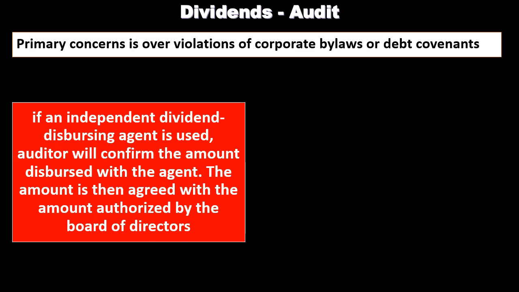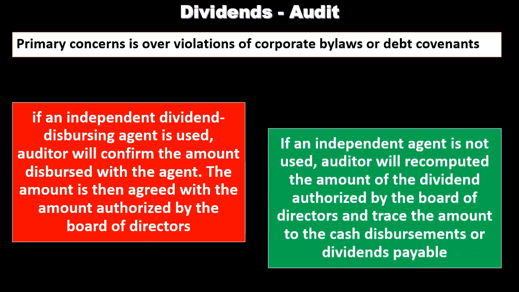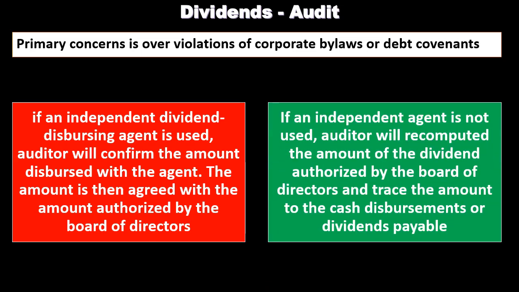So if an independent dividend disbursement agent is used, kind of like a third-party individual, outside, not directly connected to the company, therefore good audit evidence to go talk to that individual, the auditor will confirm the amount dispersed with the agent. The amount is then agreed with the amount authorized by the board of directors. If an independent agent is not used, however, what if we don't have that independent agent? If it's a publicly traded company, you would think you probably would. If it's not a publicly traded company, then it's quite possible we do not. In that case, the auditor will recompute the amount of the dividend authorized by the board of directors.